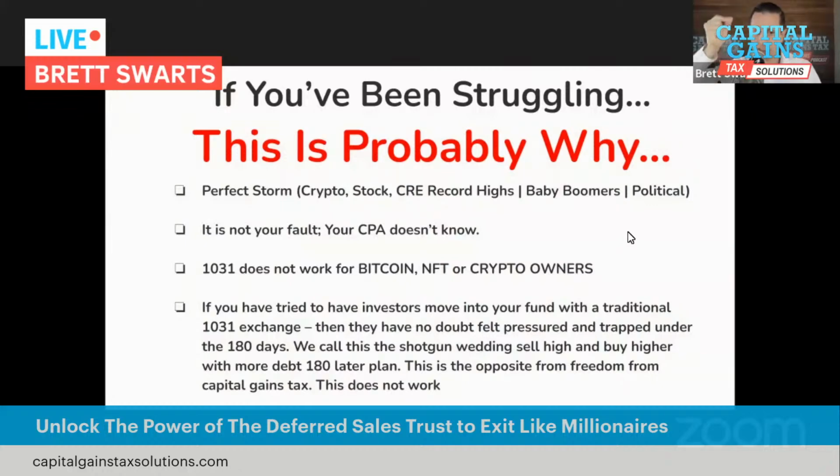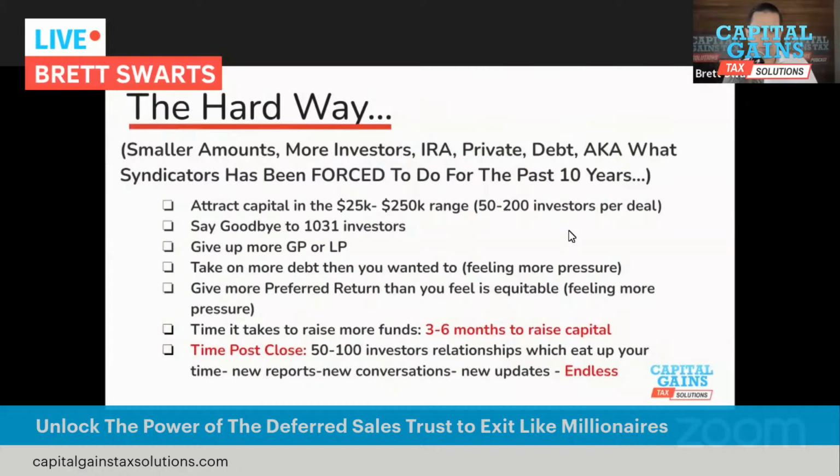So this is our sliver. Like we don't do tax returns. In fact, we don't even do 1031 exchanges in that sense. We have a partner that does those. We just do the deferred sales trust. That's our one niche focus. As well, remember, 1031 exchange doesn't work for Bitcoin, NFTs, cryptocurrency, primary homes, business sales. And so it's just really tough, right? And by the way, the hard way, the 1031 exchange, what clients have been forced to do, they had to use the 1031 only for primary homes, but it didn't work for anything else.